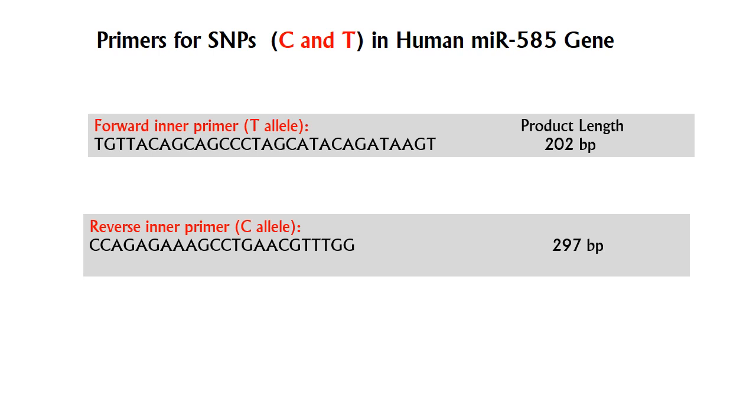The reverse primer is specific for the C allele and it has a length of 297 base pair. The primer does not have a length of 297 base pair, but the product produced by this primer will give us a 295 base pair product, and this length will be identified after it is run on agarose gel in the presence of a DNA ladder or a gene marker.